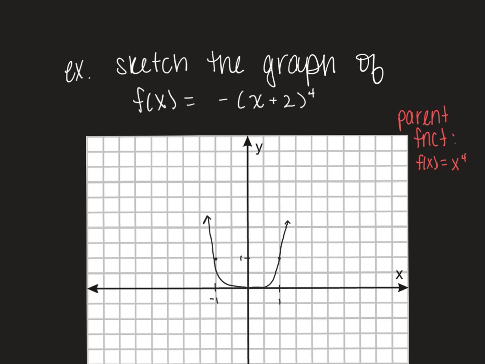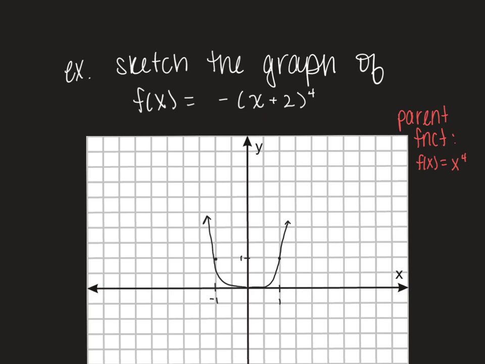So the things that I can see from my equation is that the negative in front tells me that it's now going to be flipped over. And the plus 2 on the inside of the equation tells me that now it's moving to the right. So this negative 1 tells me that it's reflected. This plus 2, sorry, I think I said to the right, but it's actually moving to the left. We go opposite of what we see, so to the left 2.